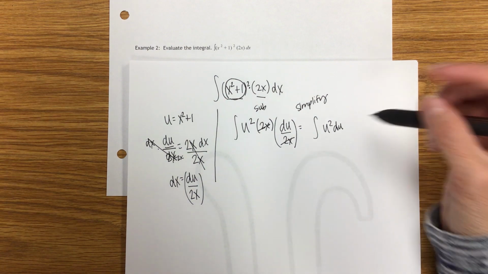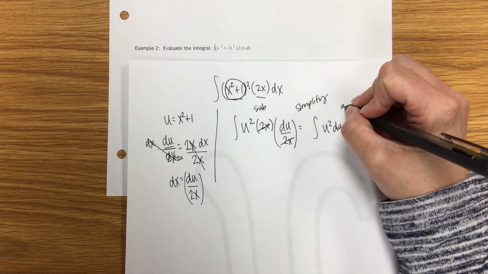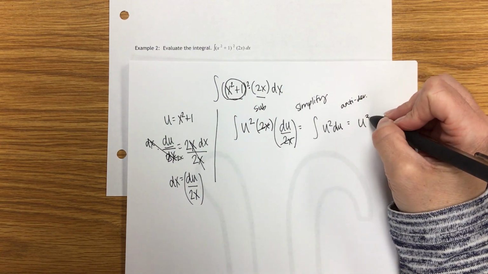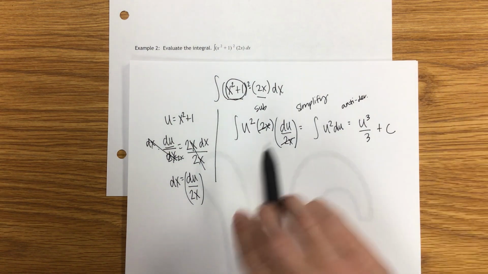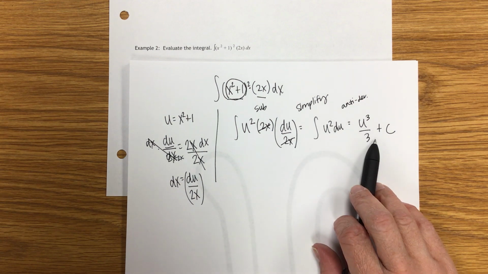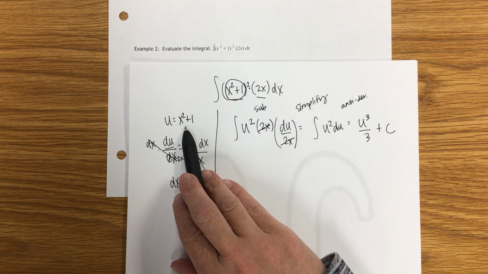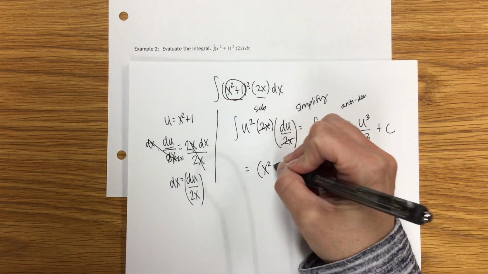The antiderivative of u squared is, so I'm doing the antiderivative now, make it a 3, divide by 3, plus c. So I substituted, simplified, antiderivative, and the last step is just make sure you unsubstitute or plug this x squared plus 1 back in because the problem started with that and you want it to end with that.